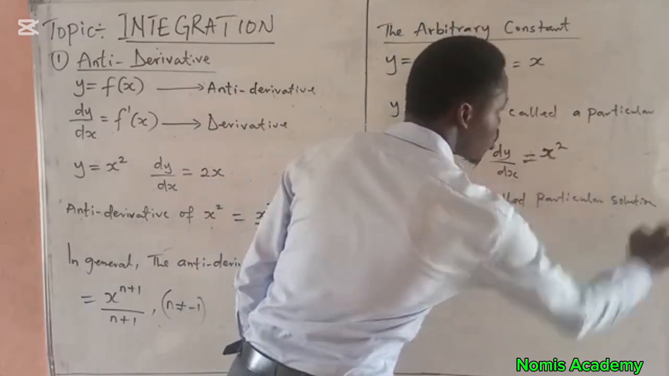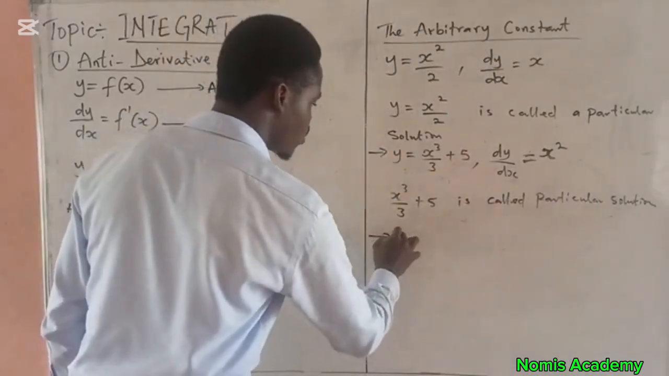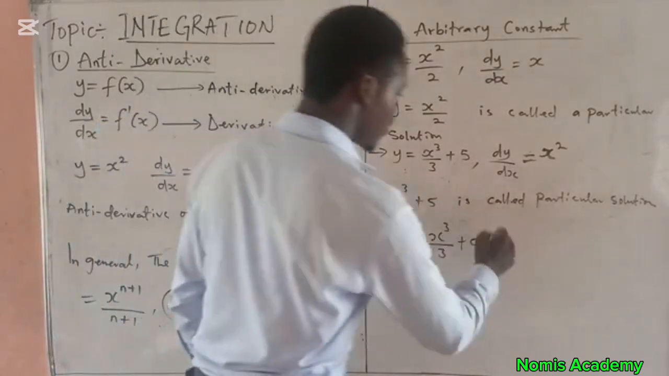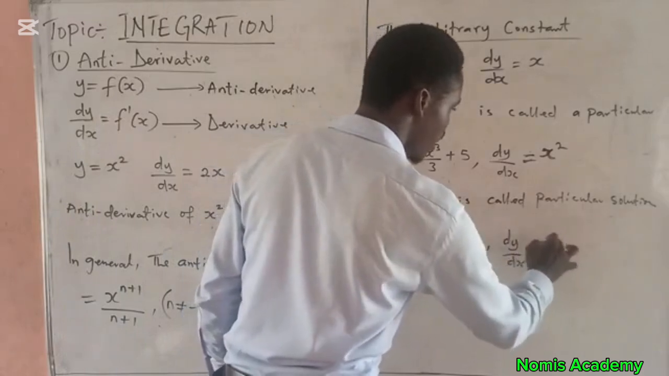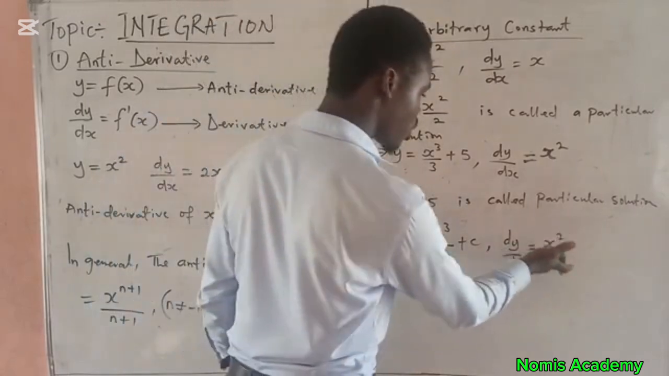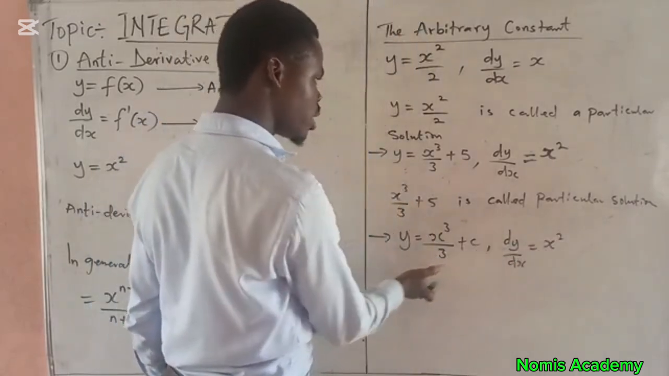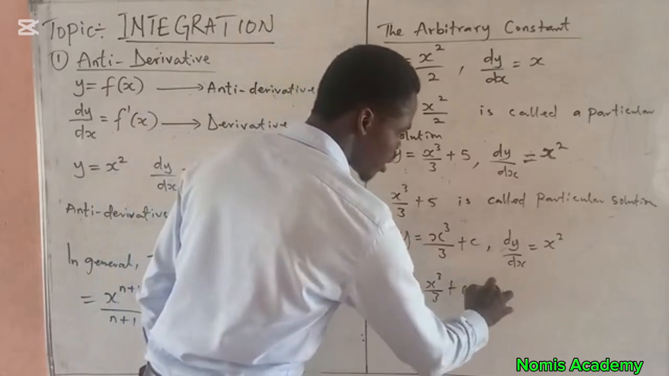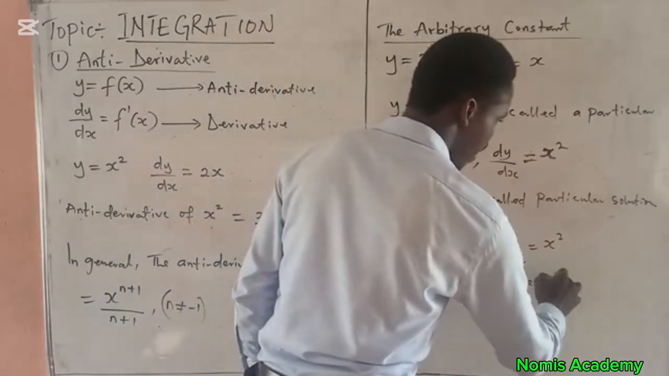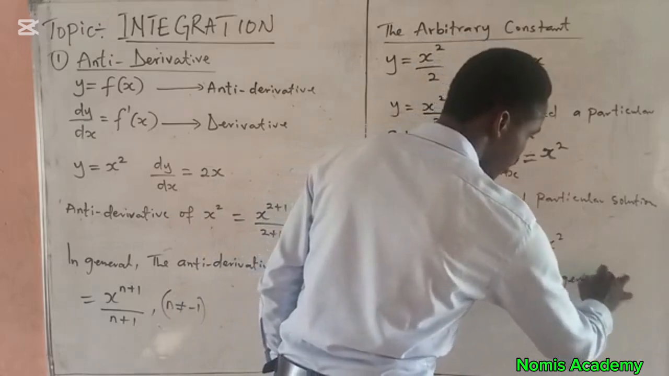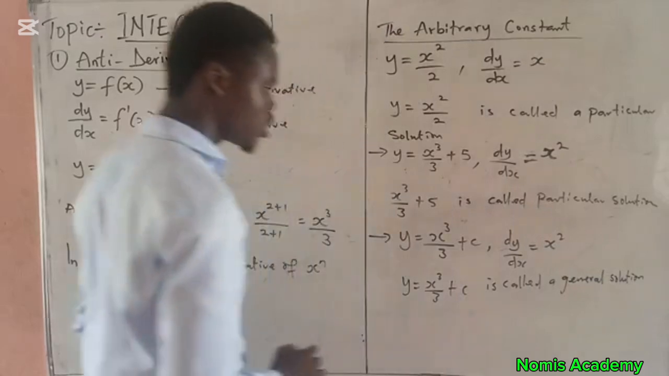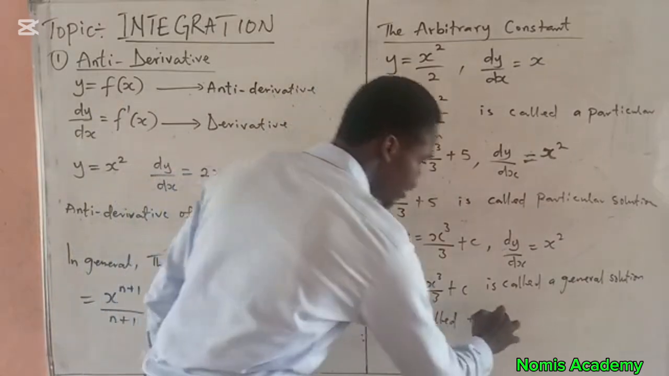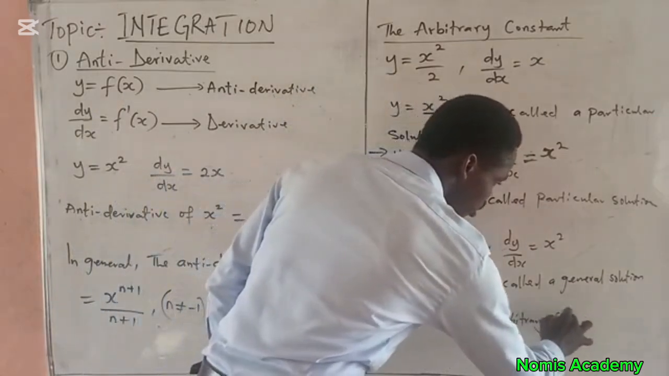So when we have the antiderivative to be y equal to x cubed over 3 plus c, the derivative is also x squared. But here we are having c, so we call this a general solution. So y equal to x cubed over 3 plus c is called a general solution. Meanwhile, c is called the arbitrary constant.